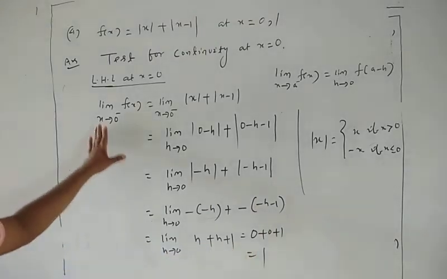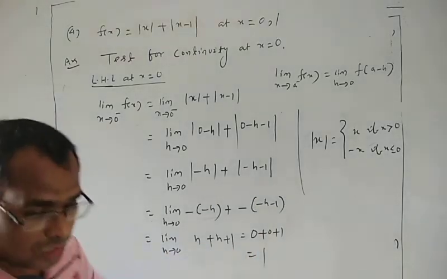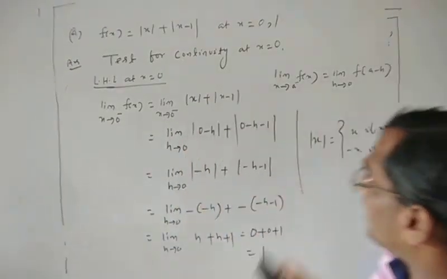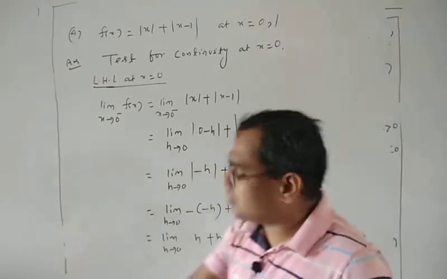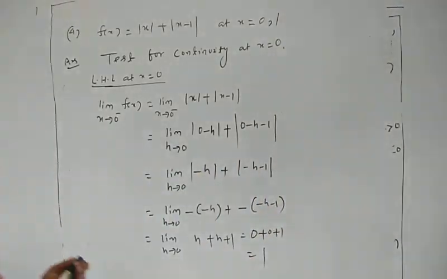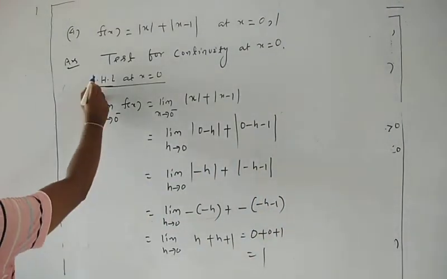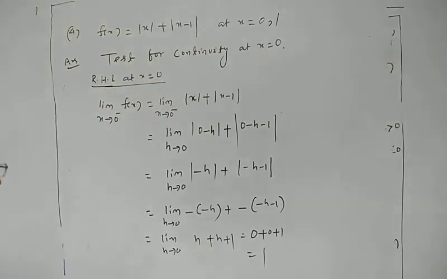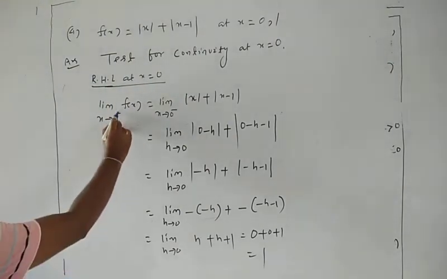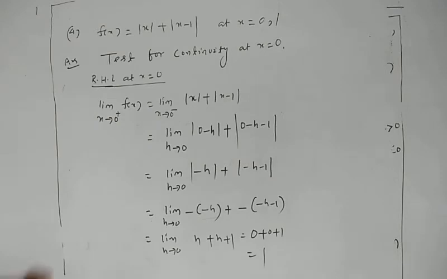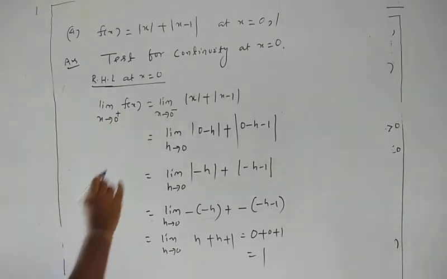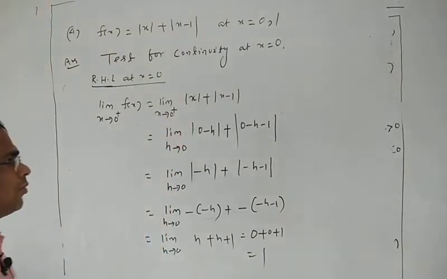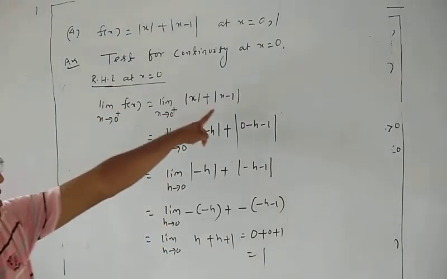So the left hand limit is 1. Then we find the right hand limit. So in the right hand limit, this is the RHL. Right hand limit at x is equal to 0 means you have to write limit x tends to 0 plus f(x). So this is equal to mod x plus mod of x minus 1.